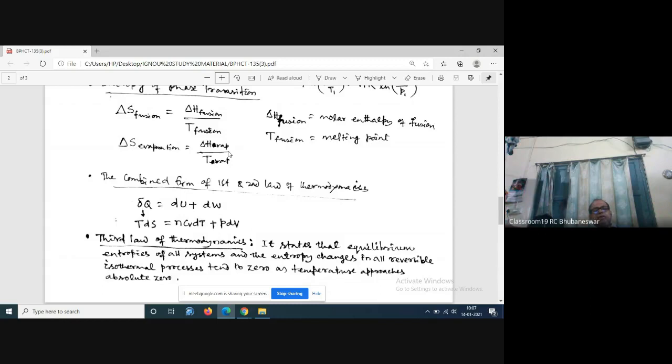And dU, the change in internal energy, equals nCv dT. We know Cv is the molar specific heat at constant volume. It is the amount of heat required to increase the temperature of 1 mole by 1 degree centigrade. If you have n moles, then you need nCv, and if the temperature changes by dT, because change in internal energy is measured by the change in temperature, then the amount of heat required to change internal energy is nCv dT.